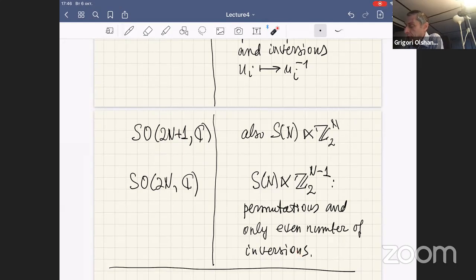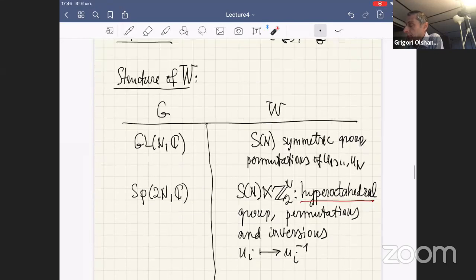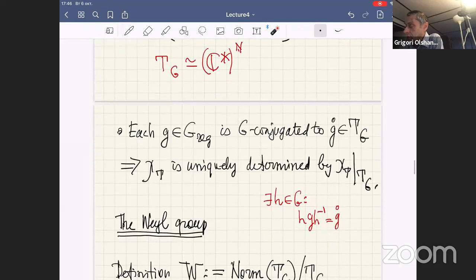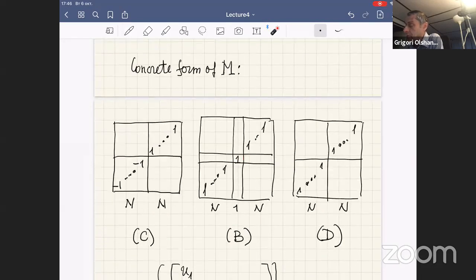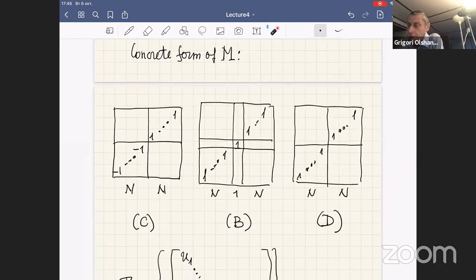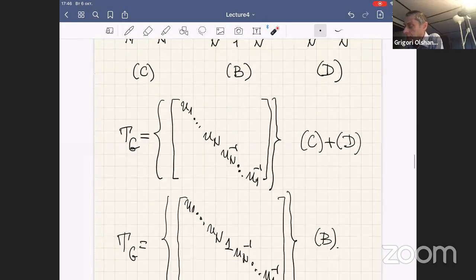This is very important. How to see this? This is actually seen from this picture. It can be seen that we can get only an even number of inversions. It's a useful exercise to understand this little phenomenon.